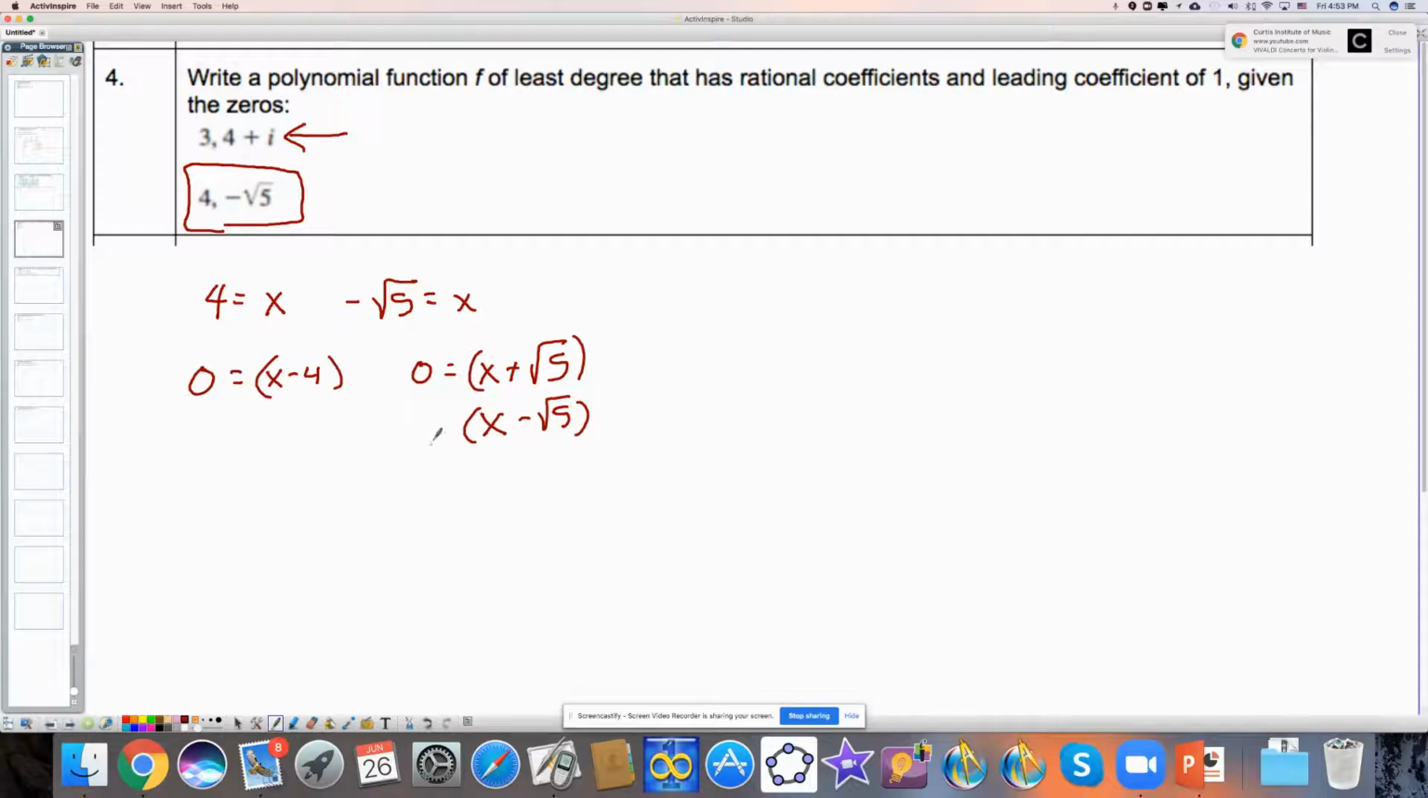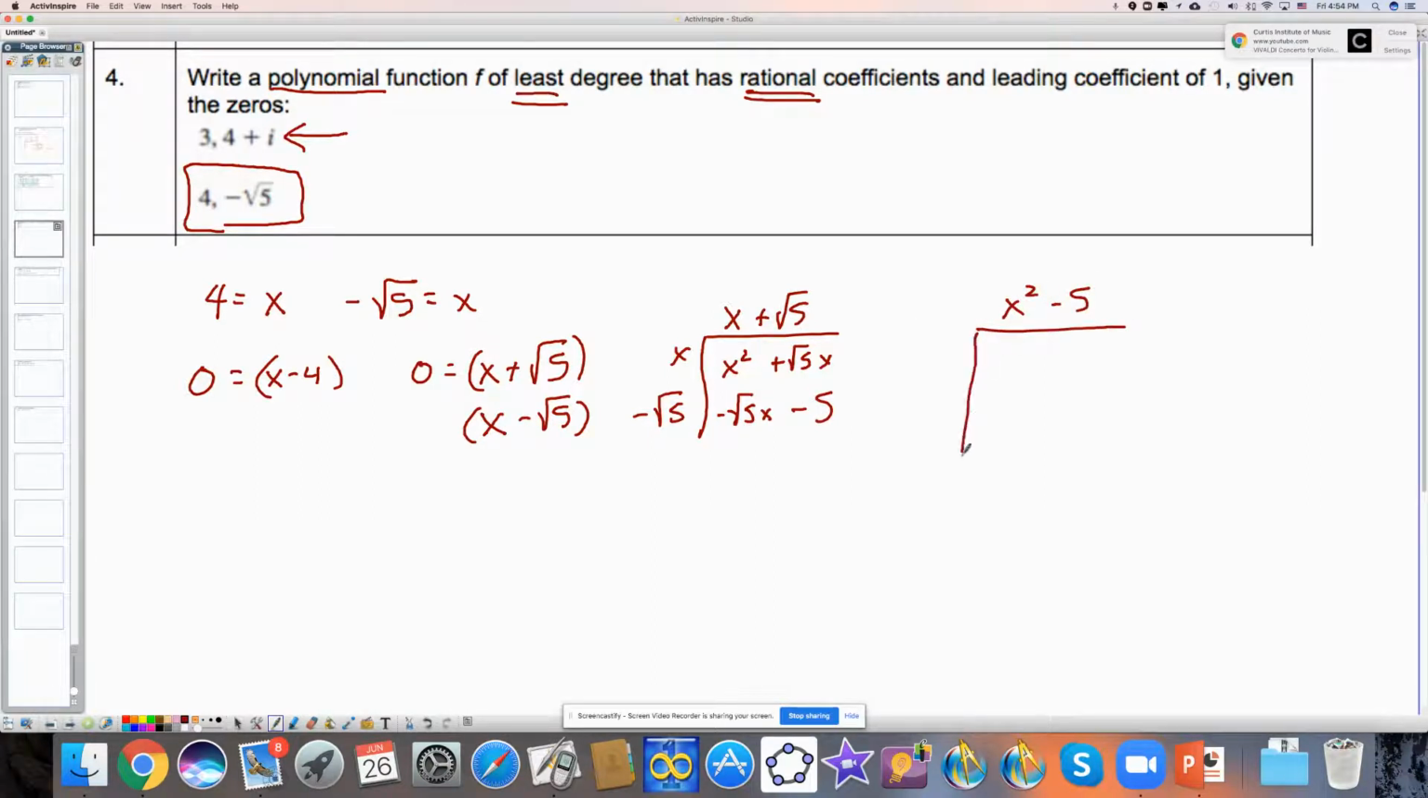When I multiply them all together, I will get a polynomial function of the least degree, because I've got the three factors, that has rational coefficients. That means the numbers next to the terms are all rational. Let's start by doing this first one. You have x plus the square root of 5 times x minus the square root of 5. And when I multiply this together, I get x squared, a positive square root of 5x, a negative square root of 5x. Those two cancel. And a negative square root of 5 times positive square root of 5 is negative 5. So this is the same as x squared minus 5.